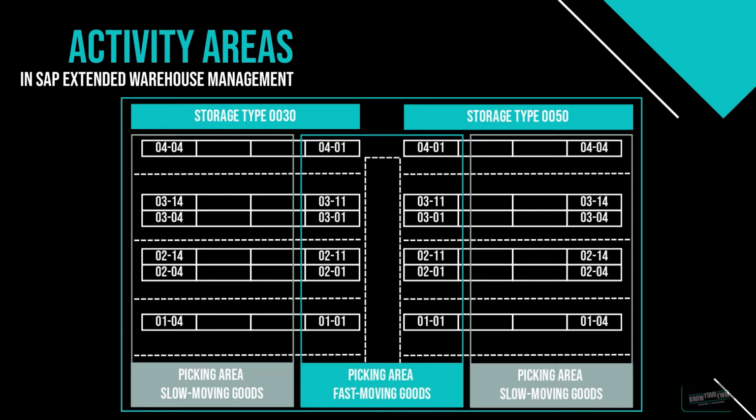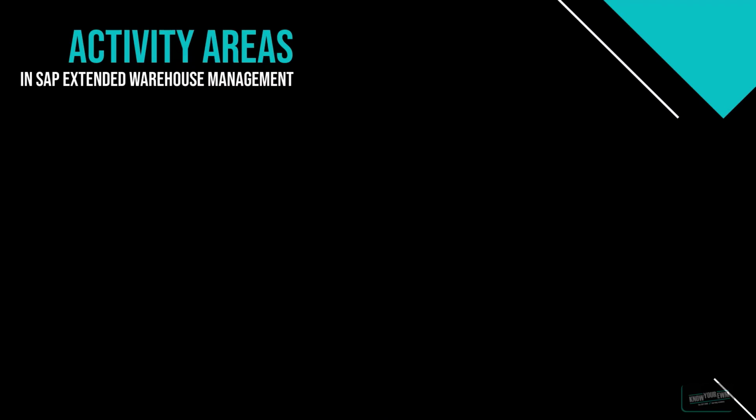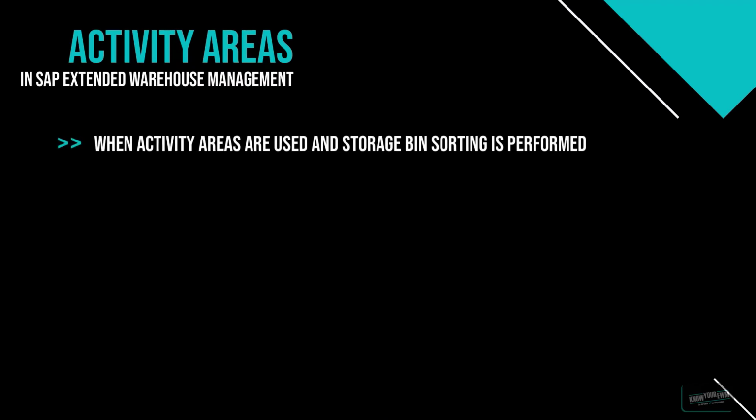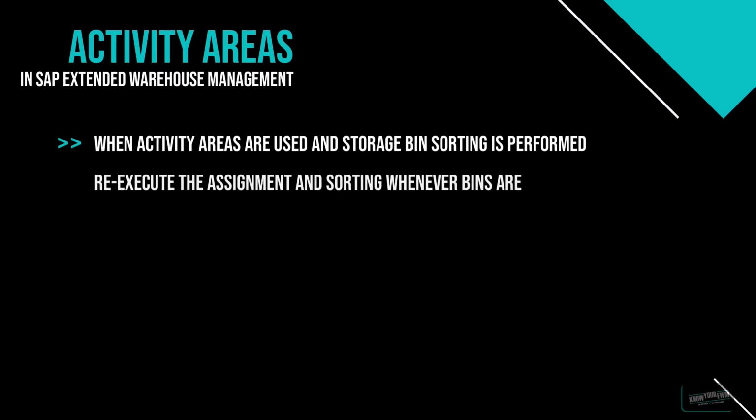Now, before we head to the customizing, we want to mention one additional thing. When you use activity areas and do a storage bin sorting, we always need to re-execute the assignment and sorting whenever we add, delete or change existing storage bins. Why? Well, because if all the bins are assigned to an activity area and we add a new one, the assignment and the sorting is missing. Just something we have to keep in mind.